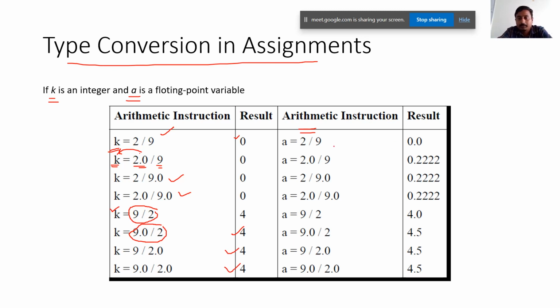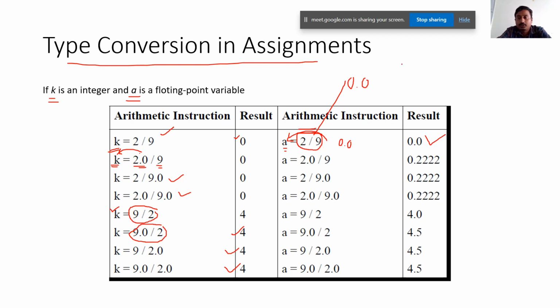Here also, now we have integer by integer, so the result will be 0. Now 0 is assigned to the floating point number. This a is a floating point number, so this 0 will be promoted to a floating point number. That's why we are getting 0.0. So the actual result of this operation is 0 only. Now 0 is assigned to the floating point variable, so this integer value is promoted to a floating point number. That's why we are getting 0.0.